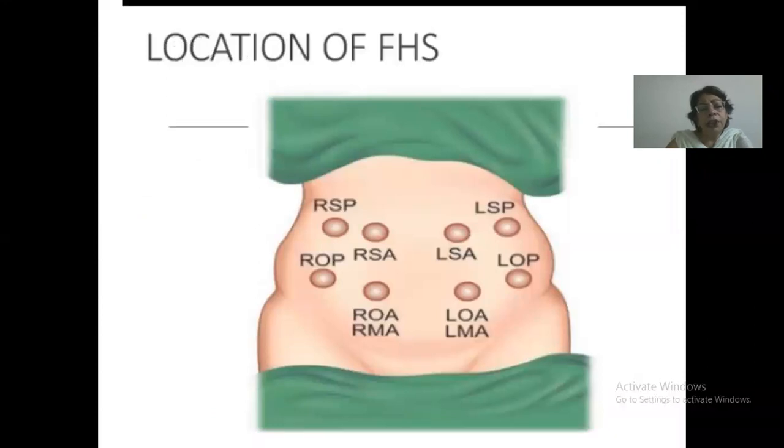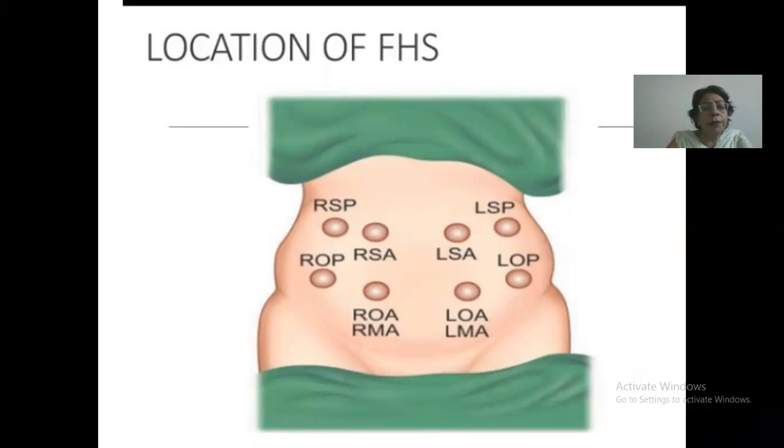Now, this is the location of the fetal heart. RSP stands for right sacroposterior, left sacroposterior, then left sacroanterior, right sacroanterior. These are the presentations where the fetal heart will be heard a little high up. These are the breech presentations. Now, these are the positions in the breech presentation.